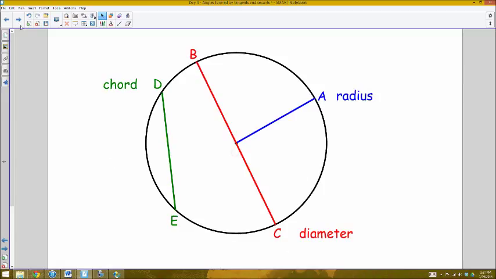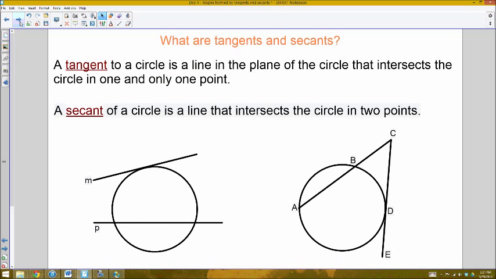With that in mind, we're going to define two other types of segments which are related to circles: tangents and secants. A tangent line to a circle is the line in a plane of that same circle that intersects it at one and only one point. An example of a tangent in the diagram that we have below would be line M. Line M is tangent to the circle because it touches it at one and only one point.